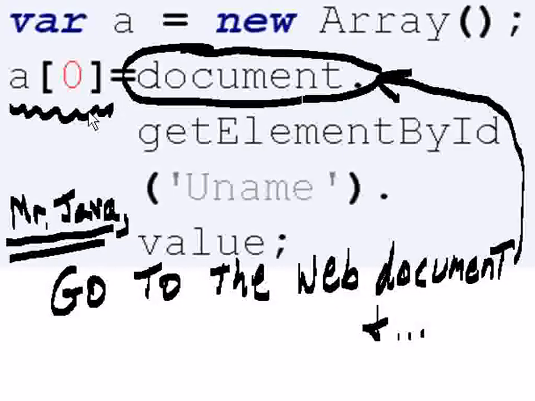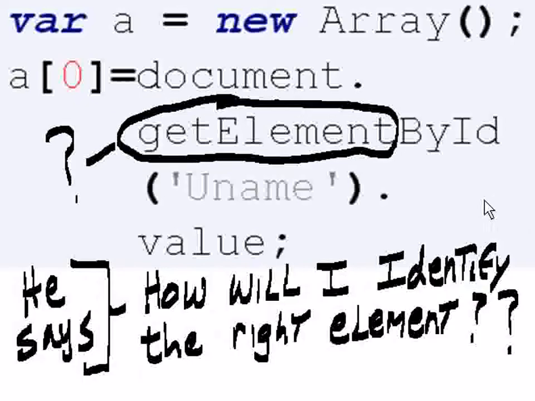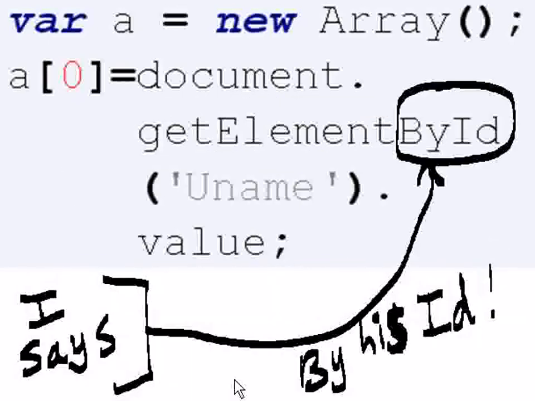Now, the array A, element 0, I'm going to assign it something. What am I going to assign it? Well, I say, Mr. Java, go to the web document, period, and get me an element from therein. And he says, really? Well, how will I identify the right element? I say, by its ID.